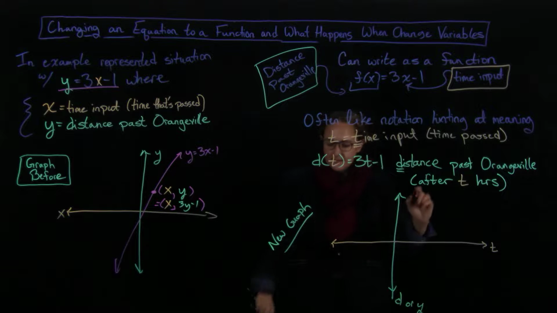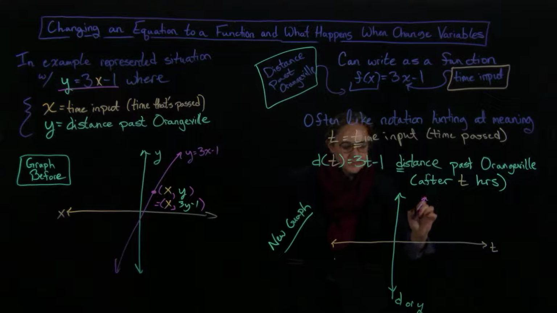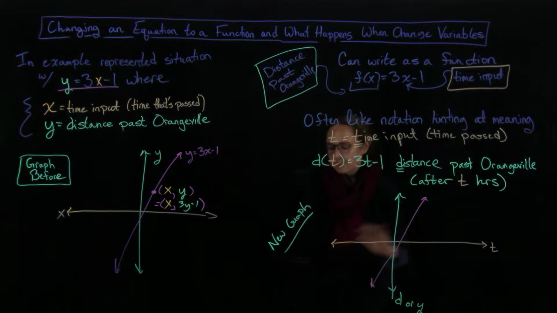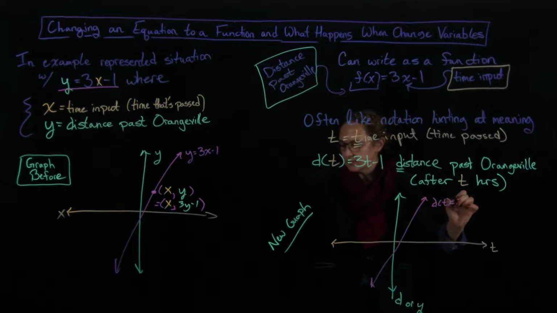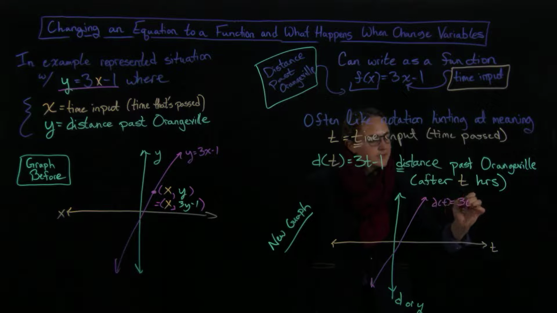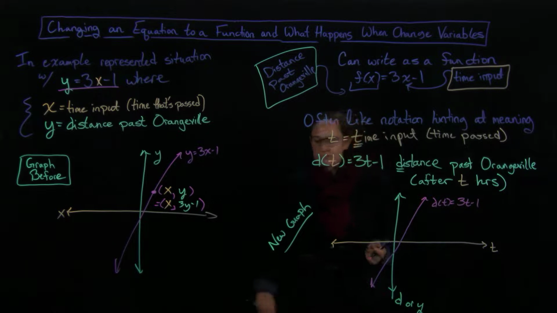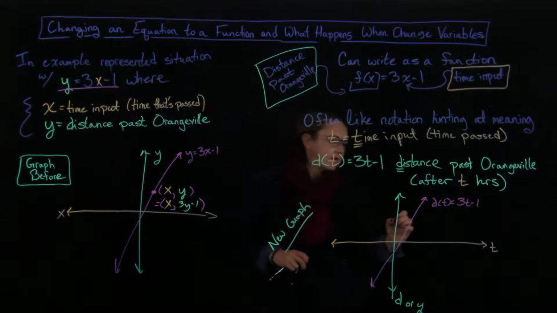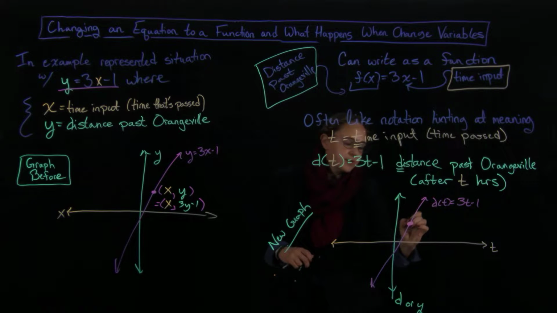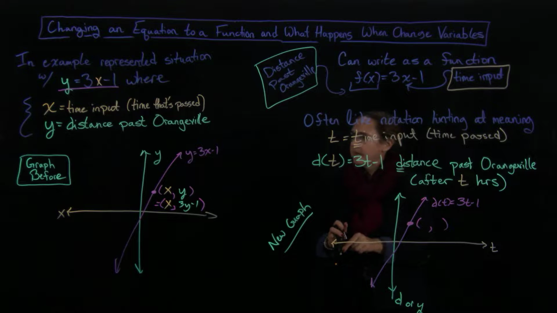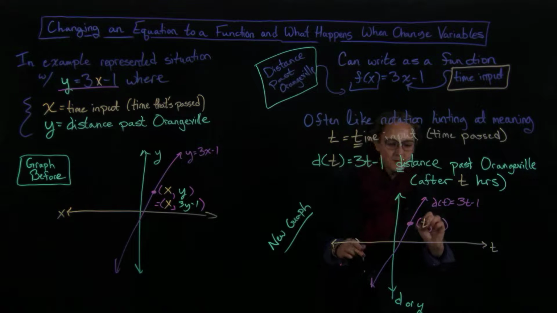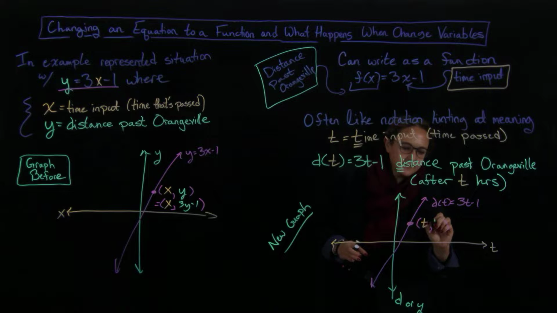And then everything's exactly the same. So we have the line, and it just ends up looking exactly the same. But you would say that this is the line of d of t equals 3t minus 1, if I was writing it as the graph. And then you would ask, what is a point here? Well, now my input is t, and my output is going to be d of t.